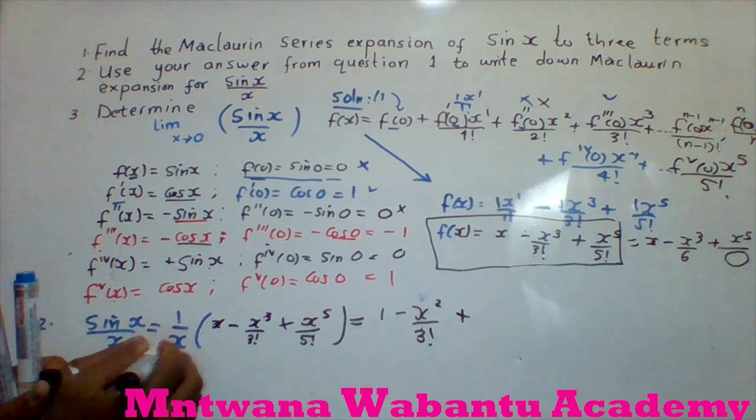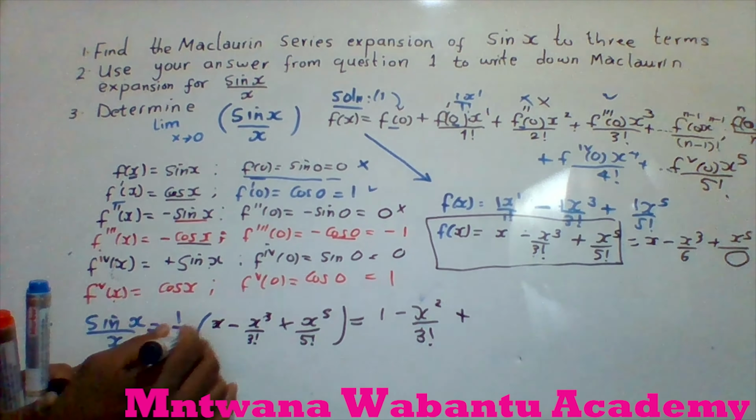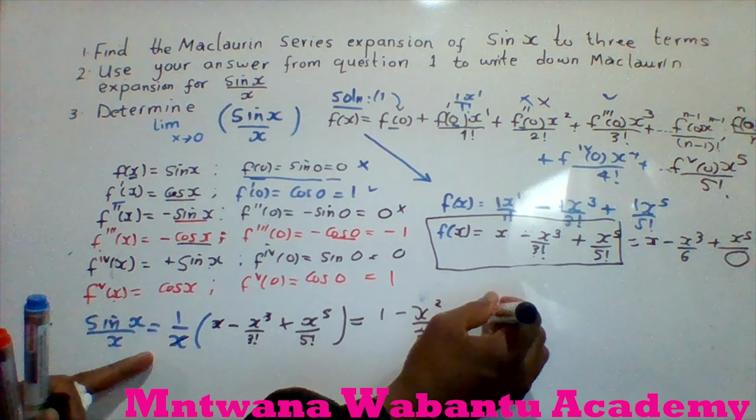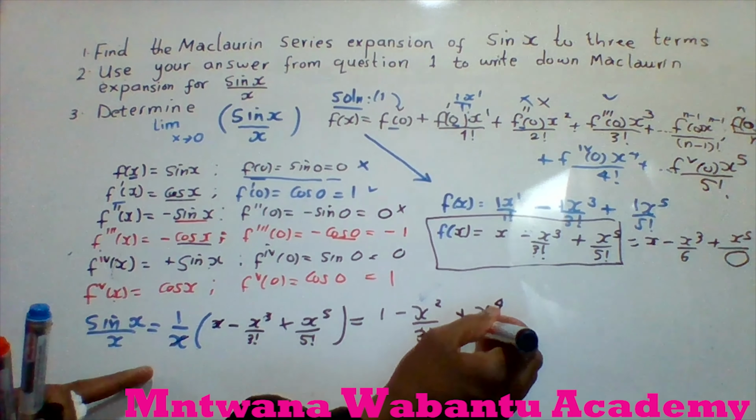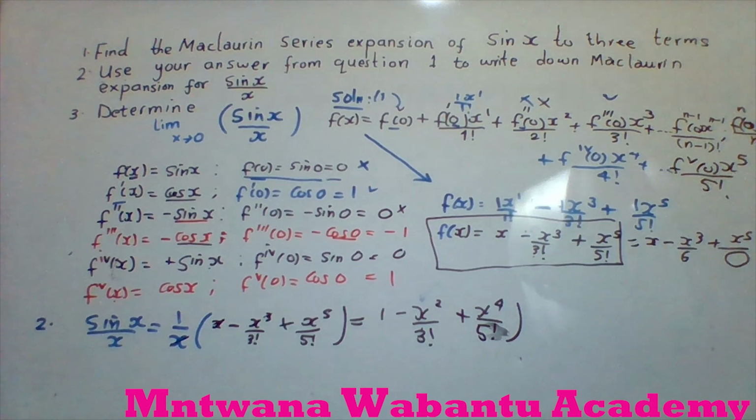Now this x multiplied by this, because 1 over x, 1 over x, and 1 over x cancel, so it's going to be x power 4 over 5 factorial, my apologies. So now it's finished. Now the last part says determine the limit of sin of x over x.